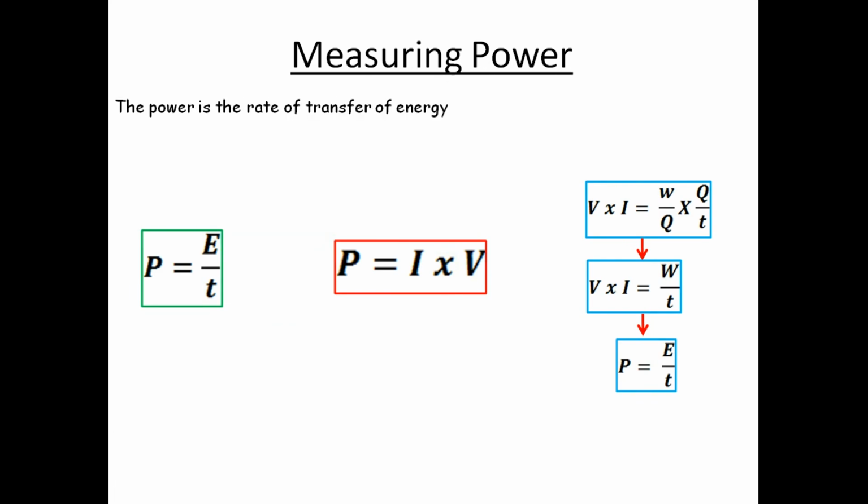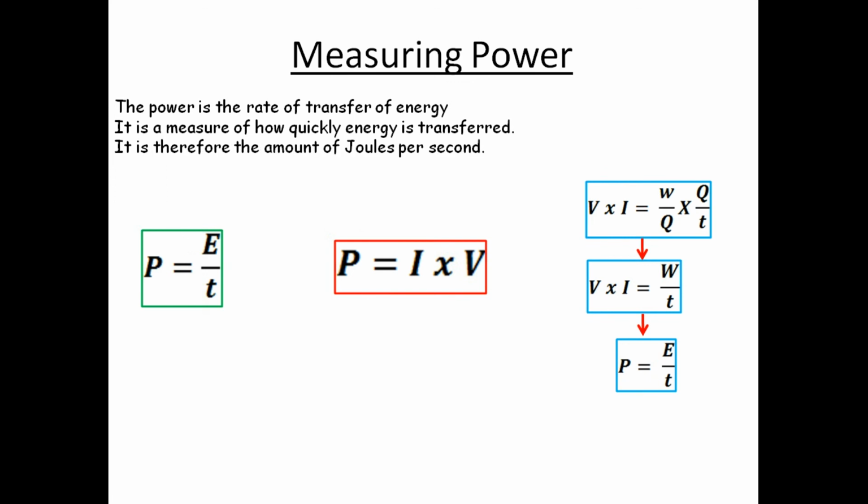Power. The power is the rate of transfer of energy. It is a measure of how quickly energy is transferred. It is therefore the amount of joules per second. So power equals energy over time, and this is equal to power equals current times voltage. Now this is the same thing.